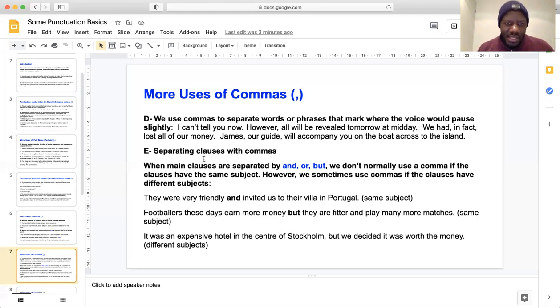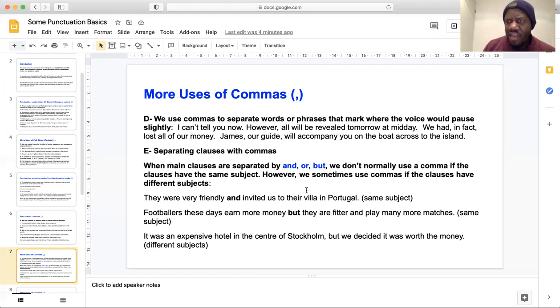So we also use commas in separating clauses. When main clauses are separated by "and" or "but", we don't normally use a comma if the clauses have the same subject. I will be coming back to this in my next video in more detail, talking more about subject, verb, object as the basic structure of a sentence. Well, here, just note this. When main clauses are separated by "and" or "but", we don't normally use a comma if the clauses have the same subject.